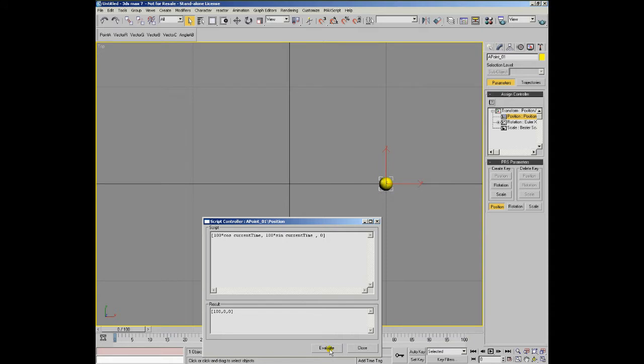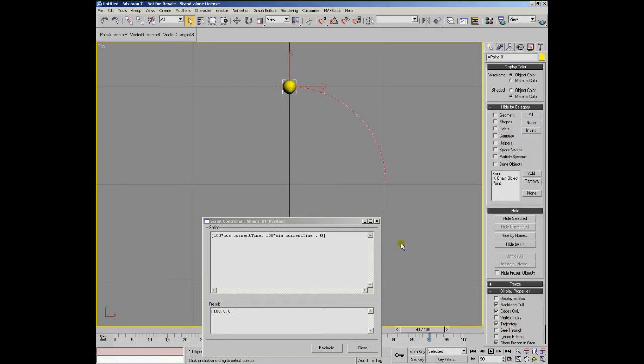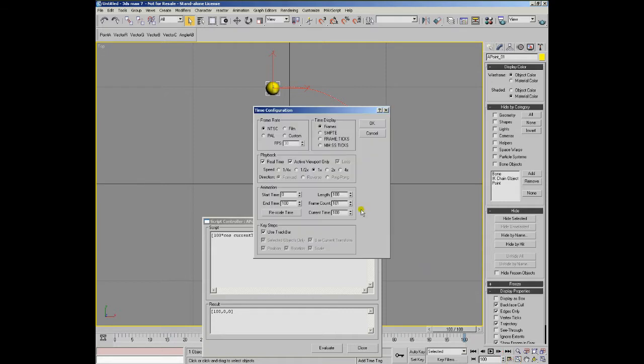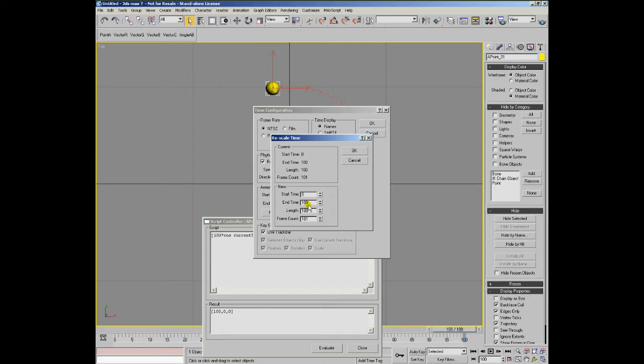If we evaluate now, the controller will let the sphere move in a circle, and at frame 90, since we're using the current time as the angle, at 90 degrees it reaches the top of the circle. We're going to enable the trajectory in order to see the result. It is a good idea to scale the scene to contain more frames.